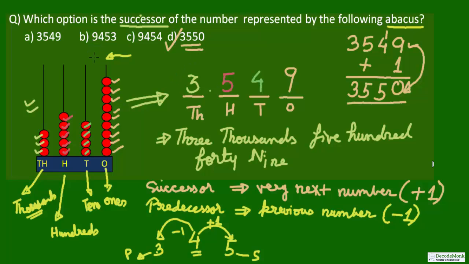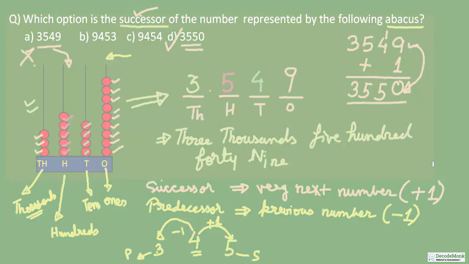Through this question, I want to give you a message that you need to understand the question well before answering it, and you should not be in a hurry, because you may be tempted to answer option A, because option A represents the number given in the abacus. Suppose you are in a hurry, you will just read the number represented by the following abacus, see 3549 and answer option A, which is not the right answer. So what I want to say is that you should read the questions carefully before answering.